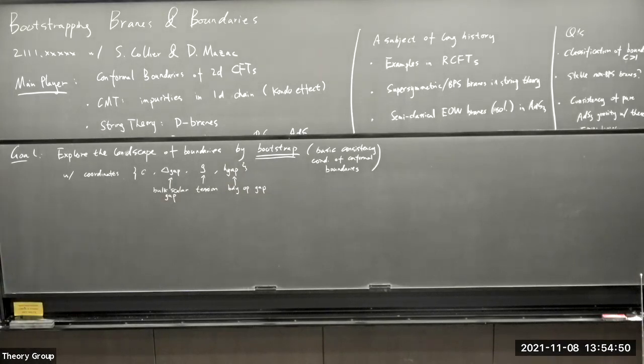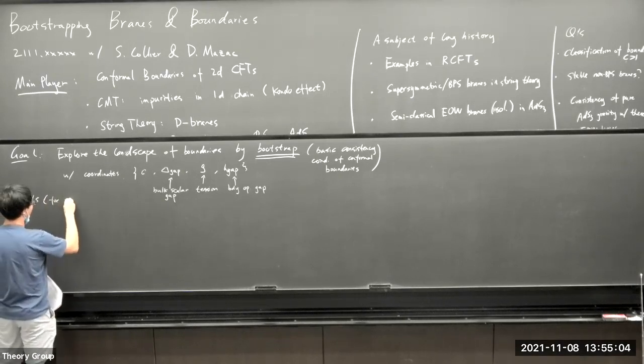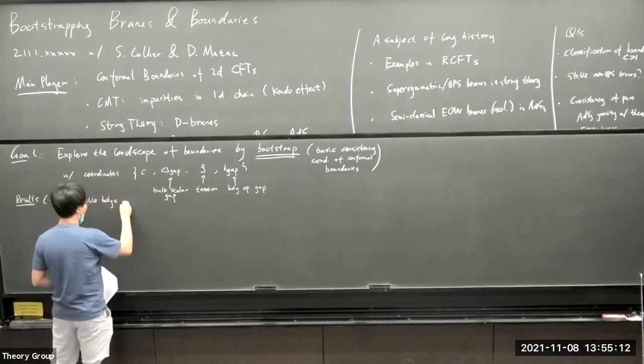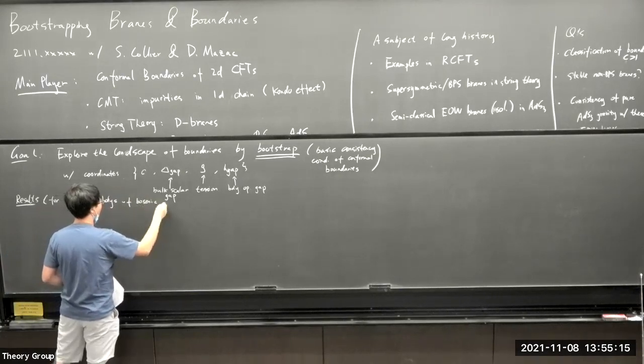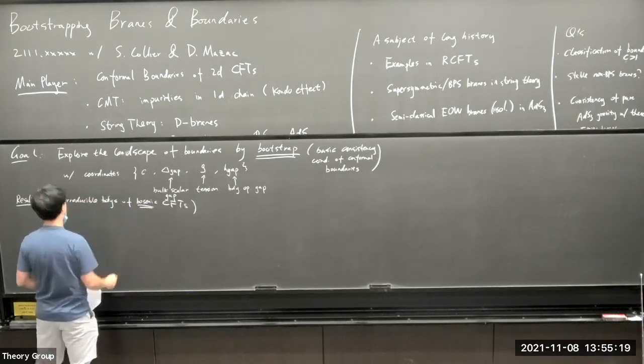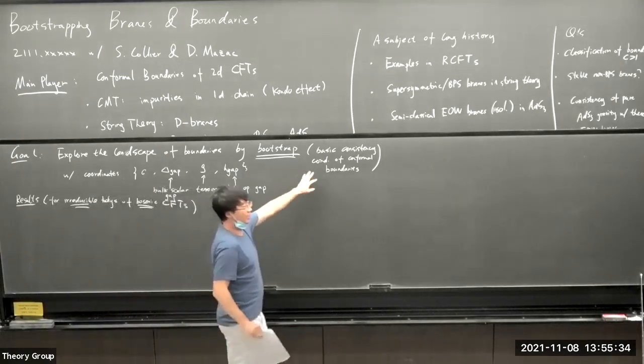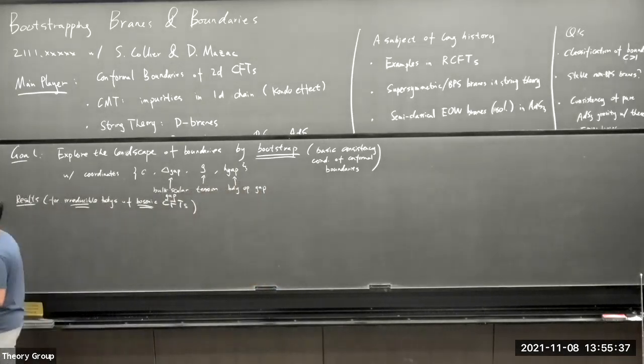Okay. Now that I have presented the goal, let me summarize the main results. The main results we have obtained so far are for irreducible boundaries of bosonic CFTs. Irreducible here just means that whenever you have a set of conformal boundaries, you can take a positive integer linear combination of them, and they give rise to other boundary states that will solve the basic consistency conditions, which I'll review. But the results I'm presenting here are applicable only to the ones that are irreducible. They cannot be decomposed further.